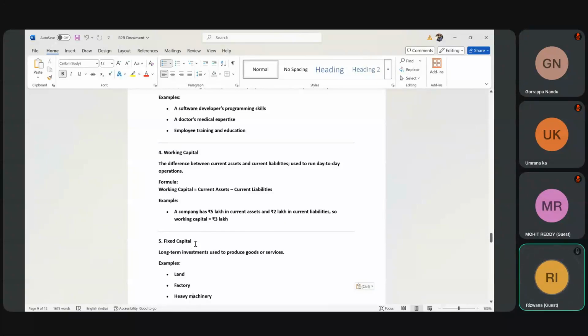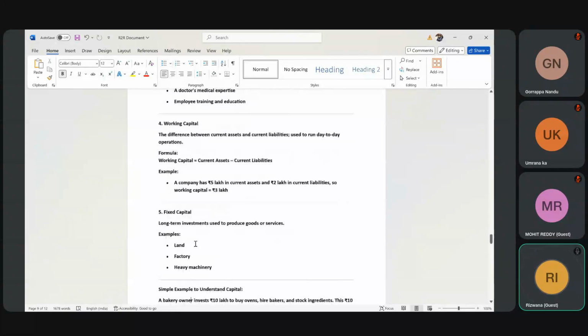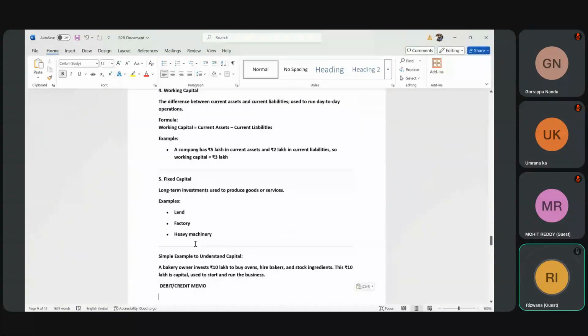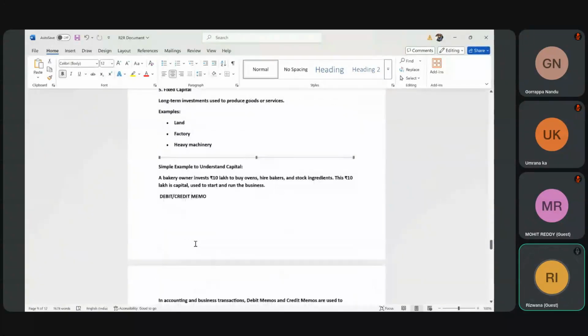Then comes fixed capital. Fixed capital is like long-term investments used to produce goods and services. For example, land, factory, and heavy machinery are fixed capital.